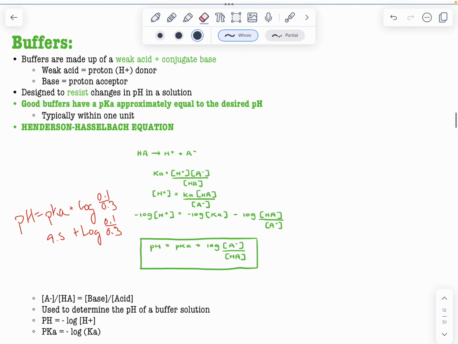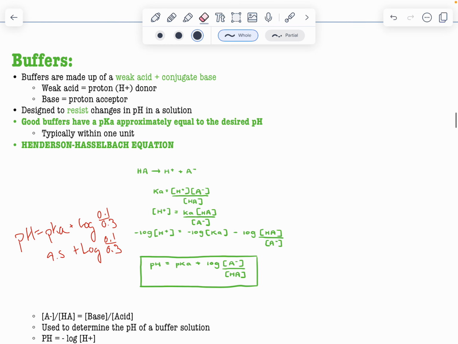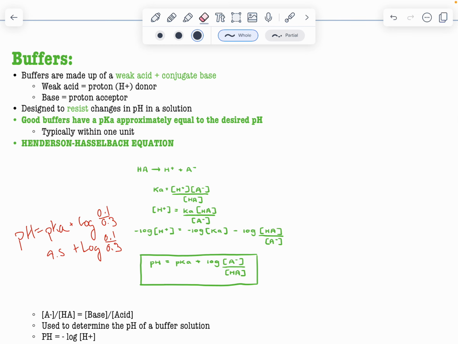The last thing we're going to talk about real quick are buffers. Buffers are made up of a weak acid and a conjugate base, the weak acid being the proton donor and the base being the proton acceptor. These are terms we just covered, so you can see they come back a decent bit. Buffers are designed to resist pH change in a solution. So when a buffer is in a solution, if you have a pretty acidic solution, you have a buffer in there, and you start adding some base to it to make the overall solution pretty basic, you will, actually, I'll just draw this chart right now.